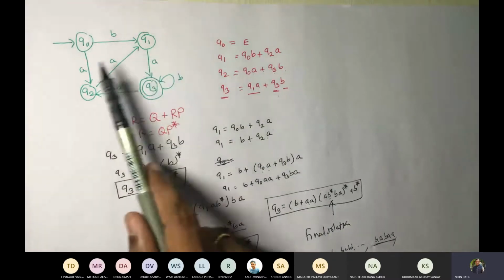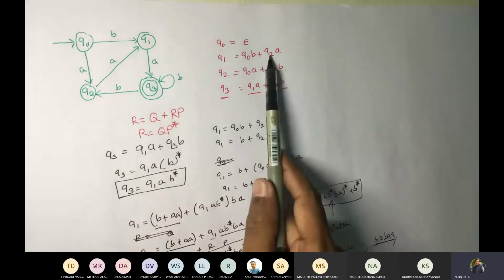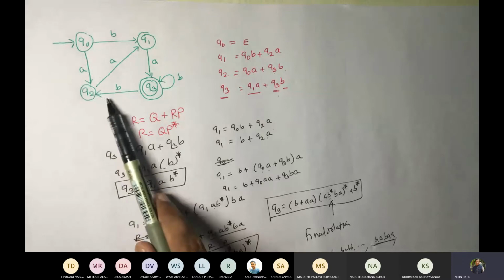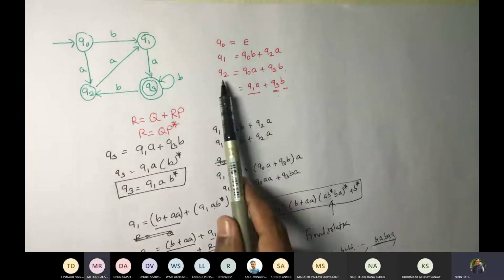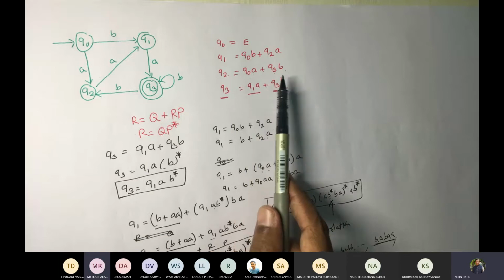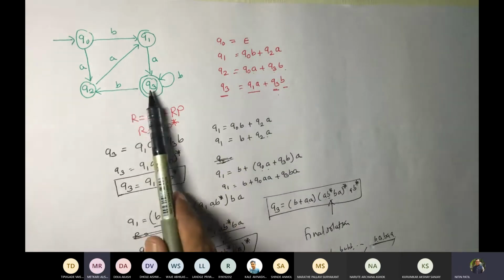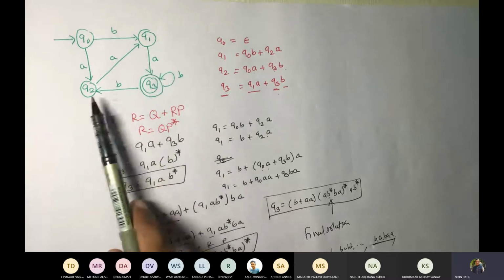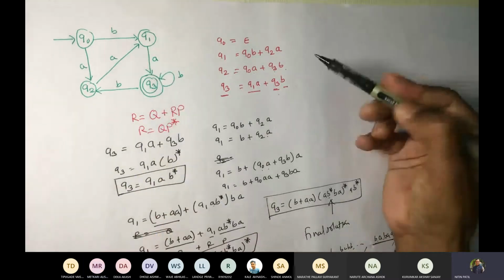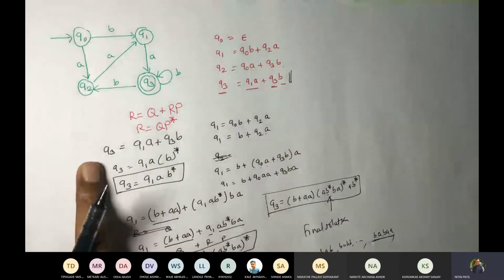Try to see which are the incoming transitions. So Q0B, so we wrote Q0B. Q2A, so we wrote Q2A. Similarly for Q2, there are two incoming transitions from Q0 and Q3. So we'll write Q2 is equal to Q0A plus Q3B. Correct. Similarly for Q3, Q1A plus this Q3B. Now always keep in mind we have to solve the equation for the final state. So we'll start with it. So we started like this.